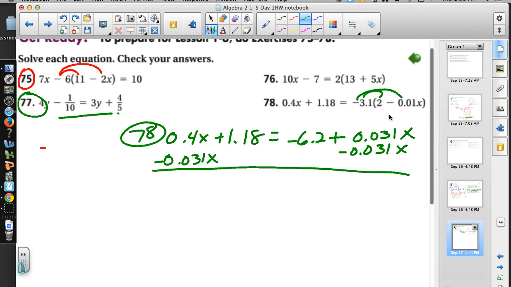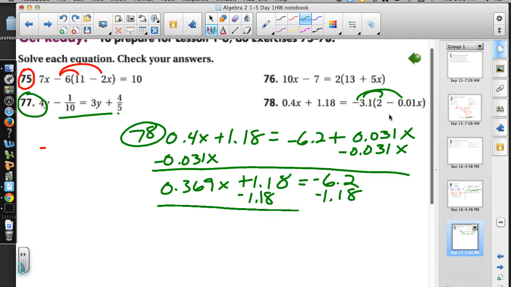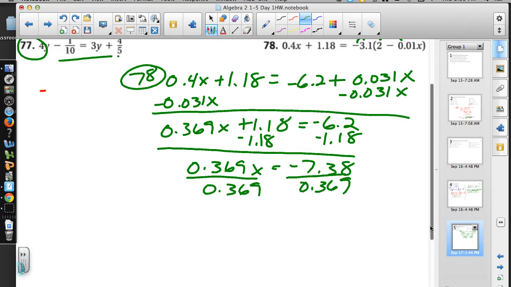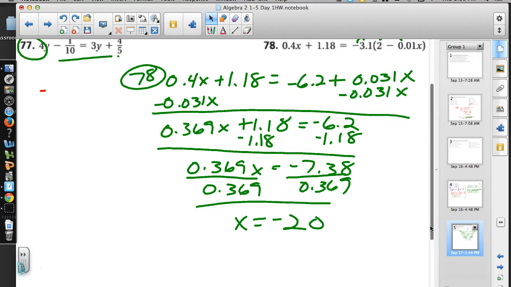And that is to get the x's on one side, and that will give us 0.369x plus 1.18 equals -6.2. Then we subtract the -1.18, or actually we subtract the positive because it's plus 1.18. Subtract 1.18 from both sides. 0.369x equals -7.38. And then we divide by 0.369. And x comes out to a very nice answer of -20 on that one. And that will do it for this video.